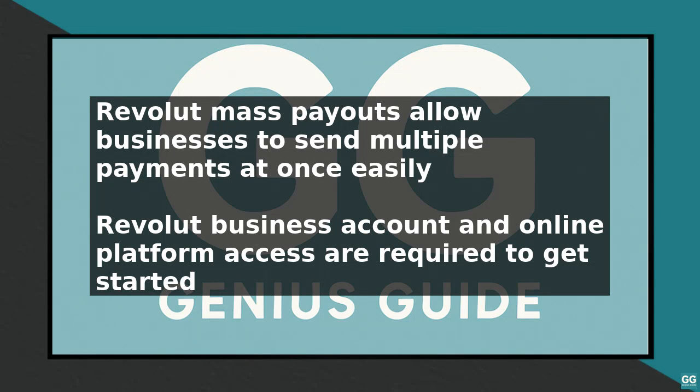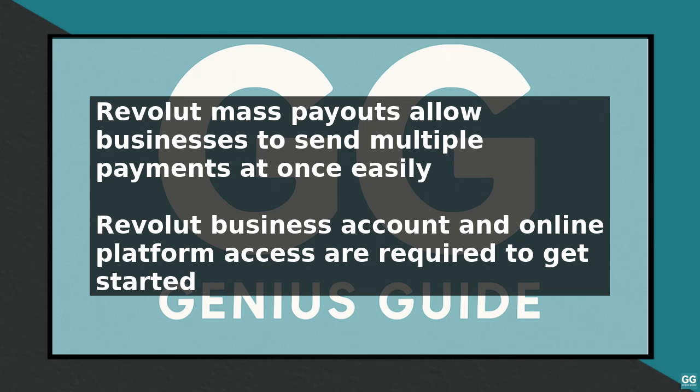Revolut Mass Payouts is a feature that allows businesses to send multiple payments at once, making it easier to manage large numbers of transactions. To get started, you need to have a Revolut business account and access to the online platform. First, navigate to the Payments section of your Revolut account and select the Mass Payouts option.